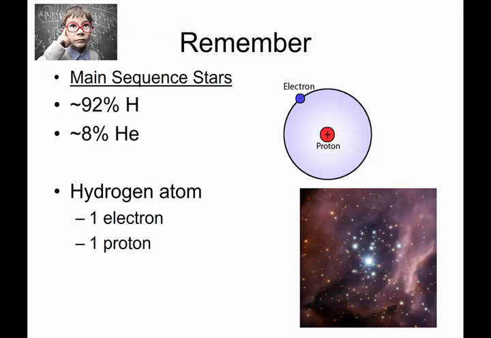So in order to explain fusion, let's go back and recall some of the other science we already know. Main sequence stars, like our sun, are made of mostly hydrogen, lots and lots of hydrogen, and a small quantity of helium, plus some other bits and pieces. Hydrogen atoms are incredibly simple. A hydrogen atom contains 1 electron and 1 proton, the simplest form of matter that there is.